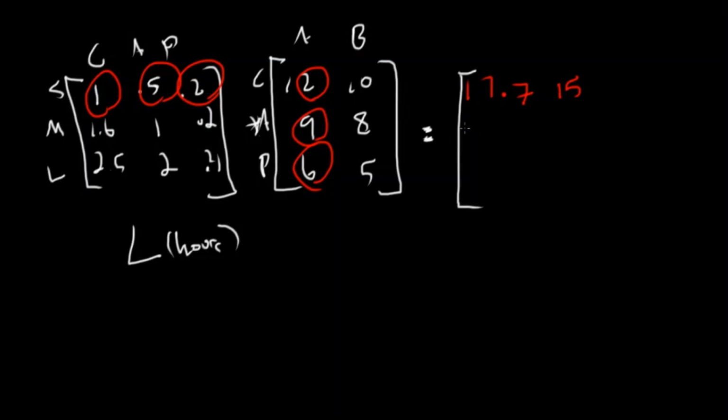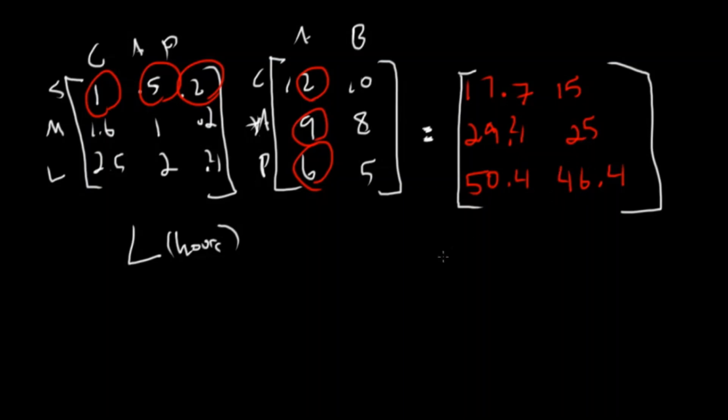All right, I'm back. 29.4, 25. Notice it always costs more at company A. 50.4 and 46.4. All right, so the hours multiplied by the wages that the people are making, when we do this process, gives us the cost for every scenario.